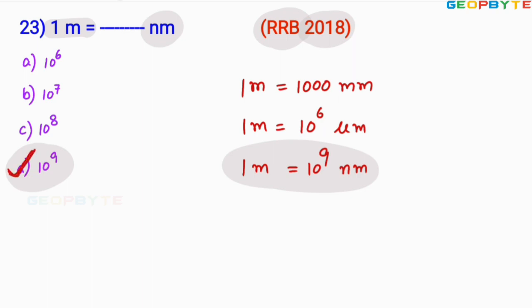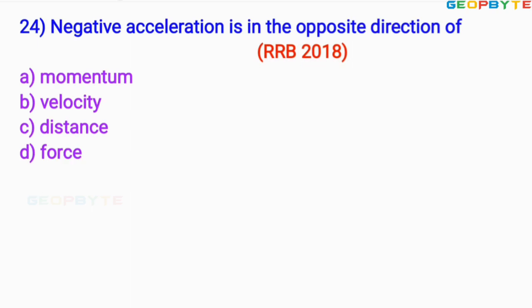Let us take the next problem. Look at the 24th problem, asked in 2018 for RRB. The question is about negative acceleration. Negative acceleration means retardation, which is in the opposite direction of velocity. Therefore, option B is absolutely correct.